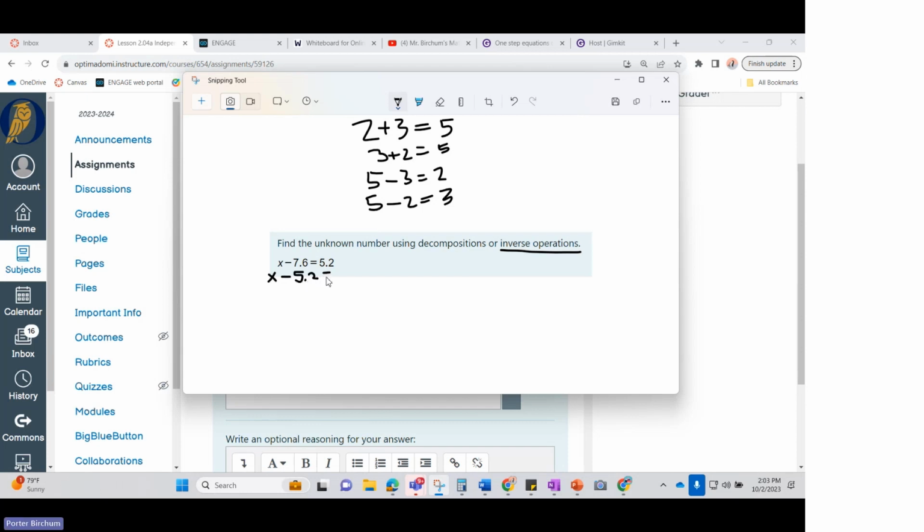When I write a number family, I can't really type that in my calculator, it doesn't help. So let me write an addition one. So when I switch from subtraction to addition in the number family, the first term becomes the last term. So 5.2 plus 7.6 equals missing number, or 7.6 plus 5.2 equals missing number.